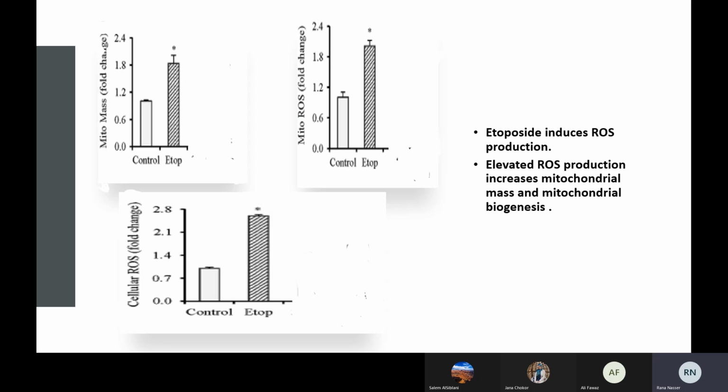ROS is the reactive oxygen species that play a role in cellular oxidation metabolism and affect cell death as well as cell differentiation. The elevated ROS production induced by etoposide also triggers an increase in the mitochondrial biogenesis and mitochondrial mass, thus favoring apoptosis. And this can be clearly seen here in the three graphs, where we have a comparison between the control cells and cells treated with etoposide. And now we'll move on with Salim.